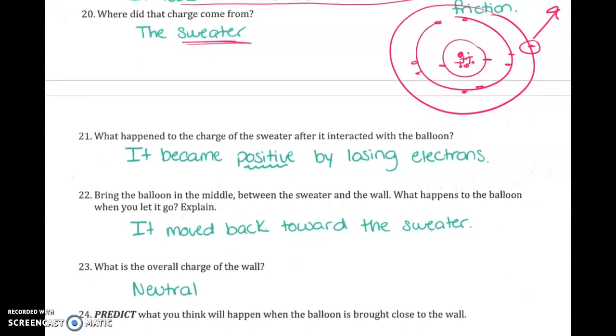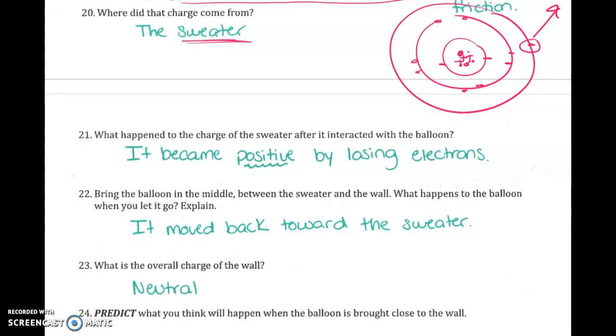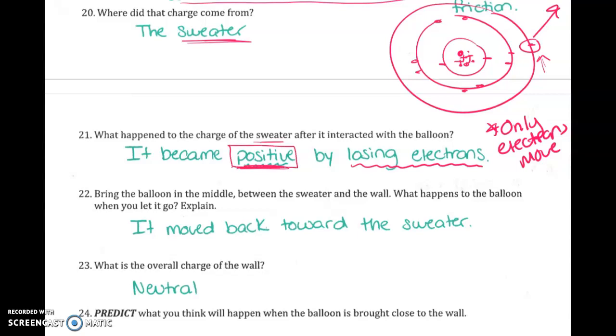Moving on to the next page, it's talking about the opposite here. What happened to the charge of the sweater? Well, the sweater became positive, and that's because it lost electrons. Electrons moved off of the sweater onto the balloon, and now the sweater is left with more protons. I'm going to add a note on the side that says only electrons move. Once again, the protons in the middle of the nucleus cannot move. It's the outermost electrons that move. Only electrons move, because the sweater has more protons left behind. That's what's making it positive. Okay.